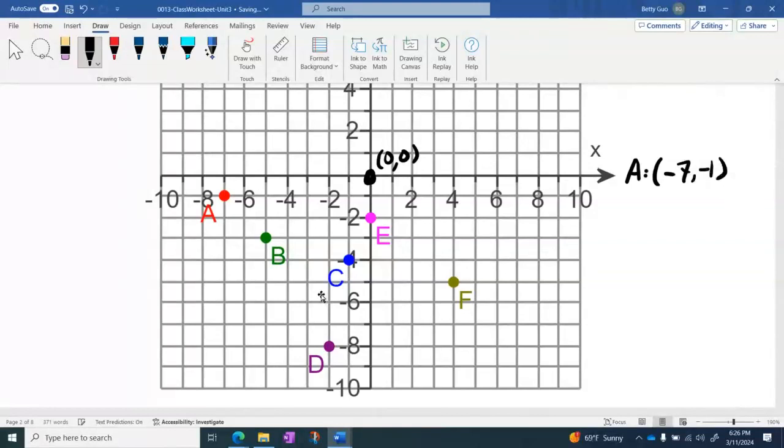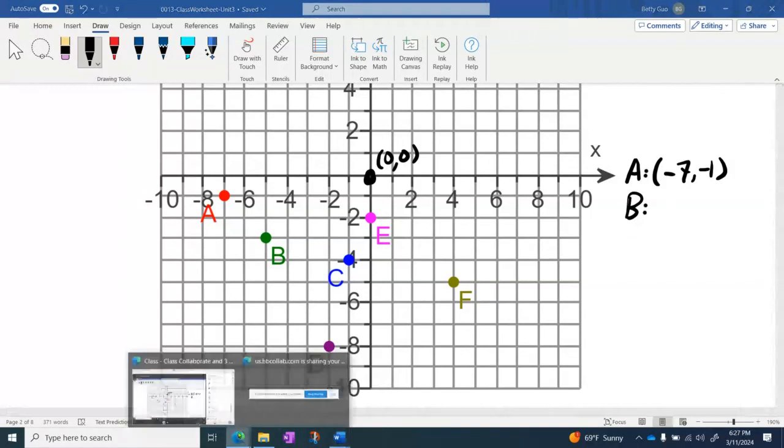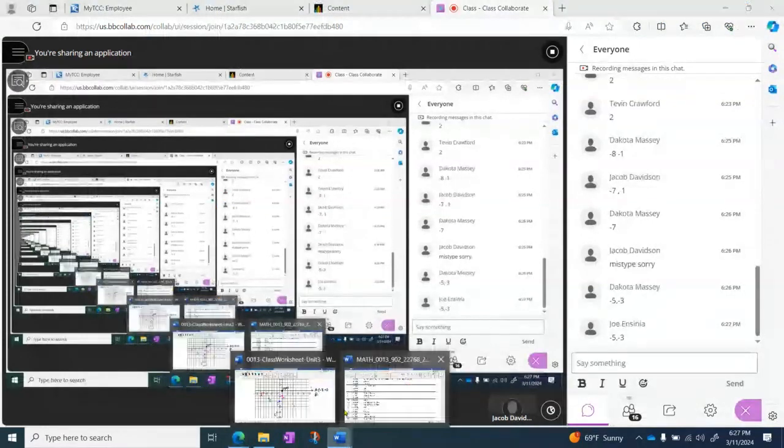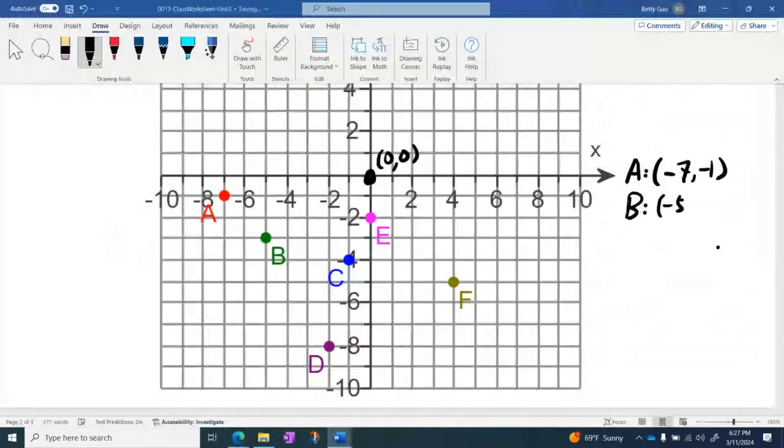It's not negative 8. You would have to count, because the point is right between negative 8 and negative 6, so it's negative 7. What about point B? Point B is also in quadrant 3. So many points in quadrant 3. What are the coordinates of point B? I would say it's negative 5, negative 3. Awesome. Exactly. Thank you. Negative 5, negative 3.